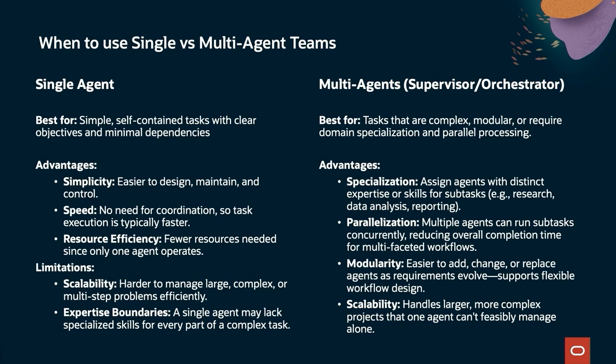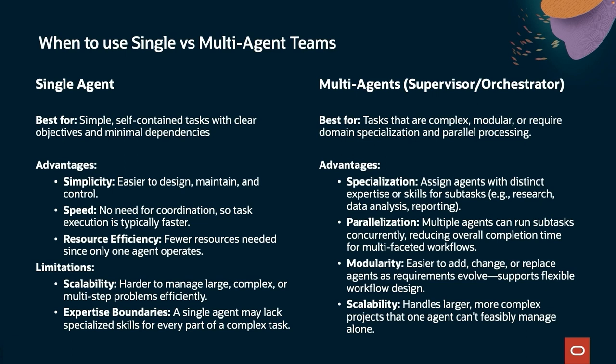There's a lot of advantages: it's a lot easier to design and maintain, and faster, because you're not asking an LLM to coordinate between agents. But it's not very scalable inside that network. As soon as you go outside the scope of that agent, you're done. And there are expertise boundaries. A single agent is going to lack some specialized skills for every part of a complex task. And that's by design. So just keep that in mind.